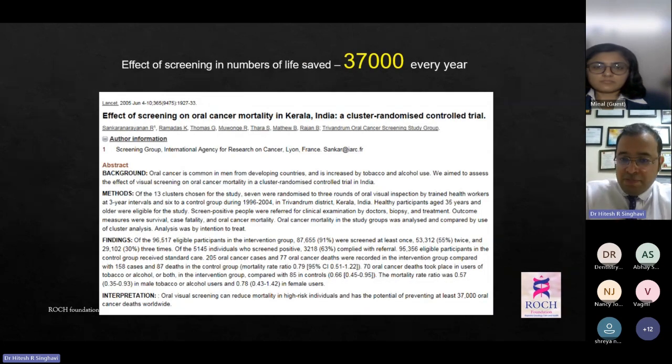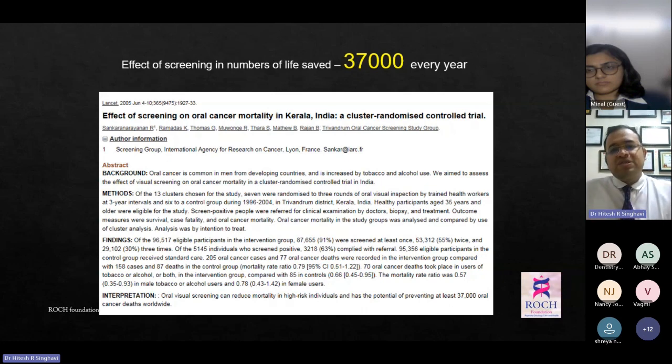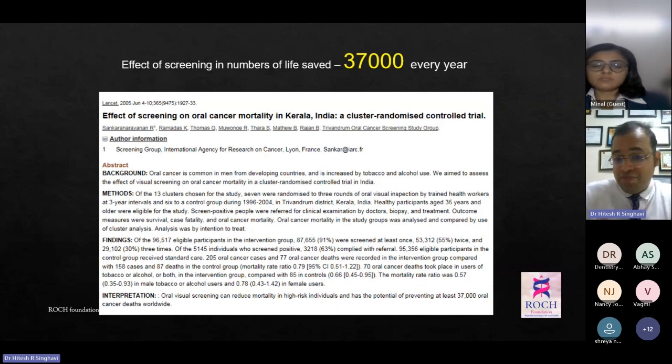Now, see the number. This study was done long back in 2005, published in Lancet, in four villages of India, with a population of 1 lakh. Approximately 1 lakh individuals participated in this study, and what they found was effective screening in high risk individuals. So screening is this part. High risk individuals are what we have discussed in the past slides. Screening high risk individuals can lead to saving of 37,000 lives every year. So just by screening, 37,000 lives can be saved.